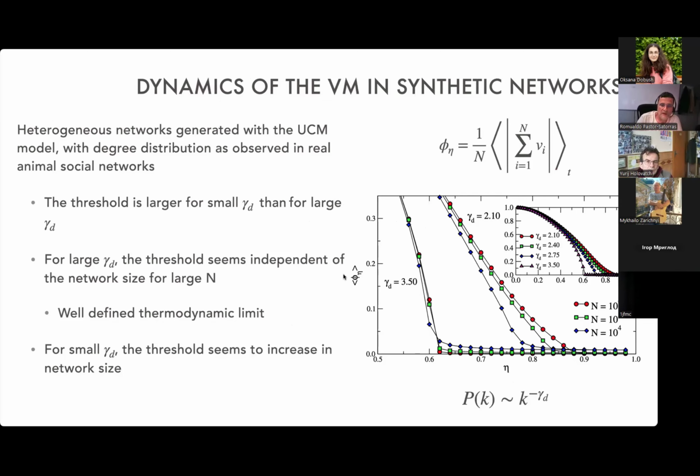And what you see is that when the degree exponent, the exponent of this power law degree distribution, is large, these plots of order parameter as a function of noise essentially don't change with the size of the network. Instead, when the degree exponent is small, you see that the shape tends to change. Essentially, it looks like the critical point, or the threshold separating order from disorder, moves when you increase the size of the system.